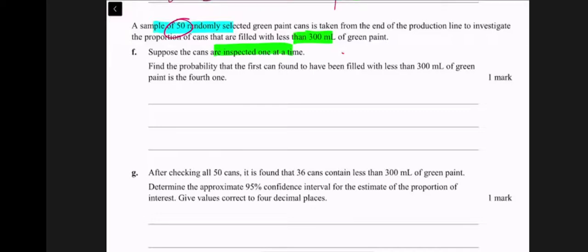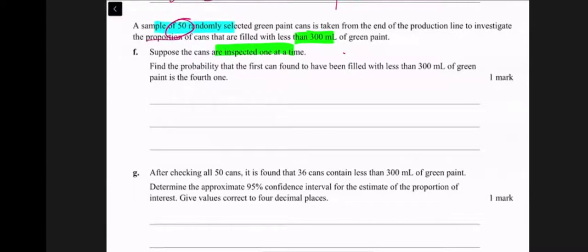As I said before, don't be tricked into thinking that just because it says proportion, it's sampling. This is not sampling. This is still just the usual binomial distribution. It's not a great way to word it, but yeah.